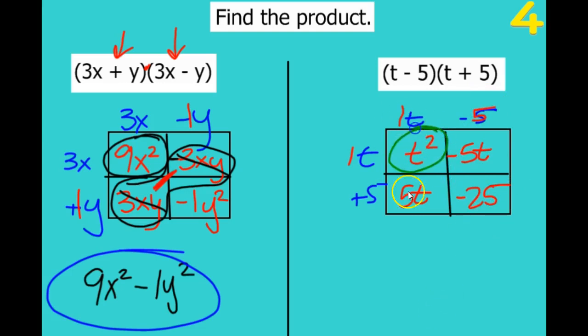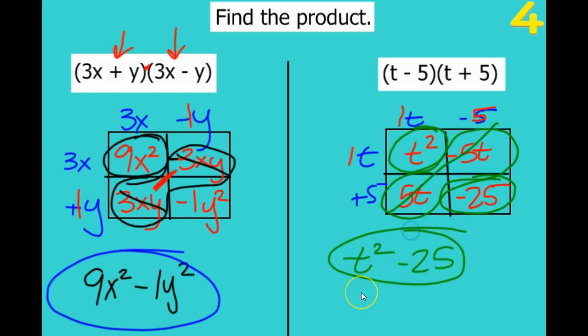So starting with our highest degree, we have t squared. Combining our like terms, because these ones are both just t's, 5 minus 5 is 0, those cancel out, and then we just have minus 25. So that's our answer.